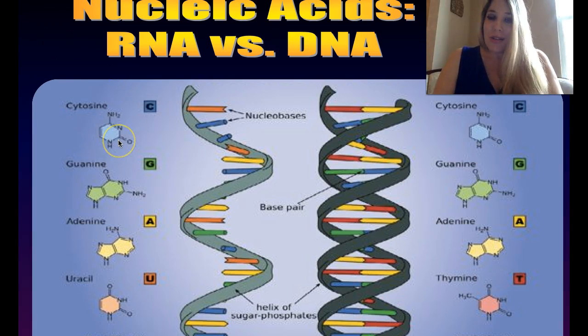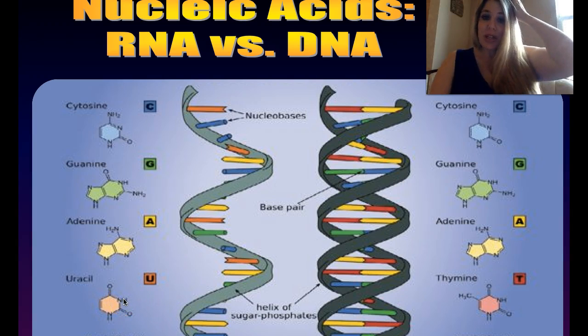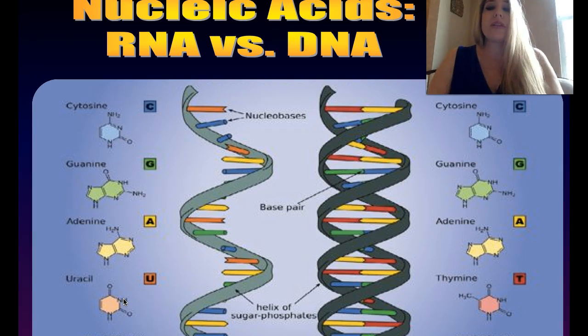So RNA also uses cytosine, guanine, and adenine, but there's a difference. Instead of thymine, it uses uracil, which we abbreviate with a U. Still a very similar compound to thymine, and I'll show you this in more detail in a little bit. But very, very similar. And the other difference is between the pentose sugars on the backbone.